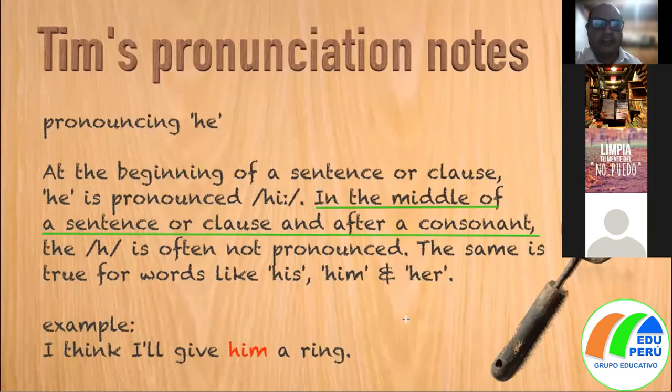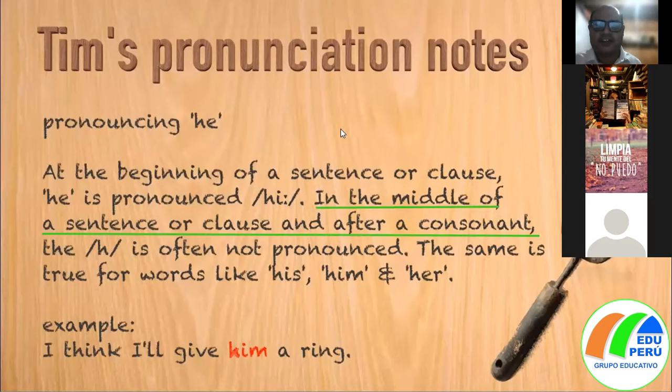For example, I think I'll give him a ring. No, this is a normal pronunciation. Now, in a connected, fluent way, you say, I think I'll give him a ring. Giving. Notice, no h. So you omit the sound h. All right?